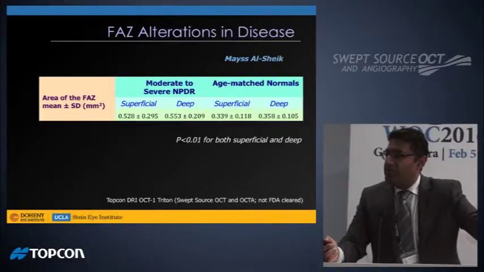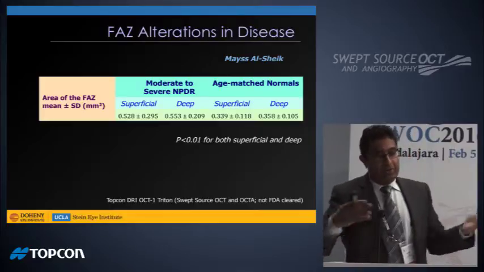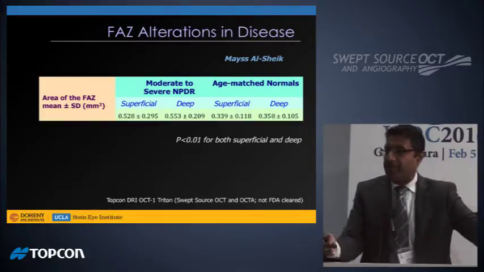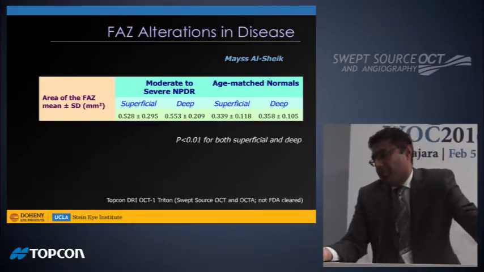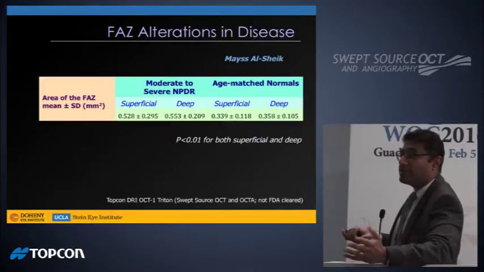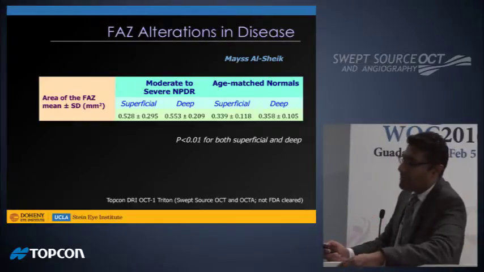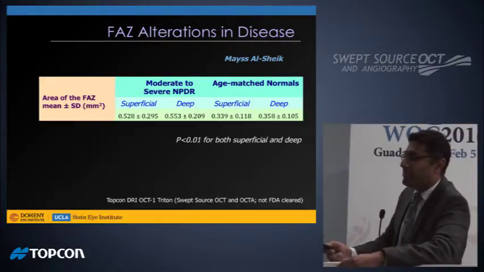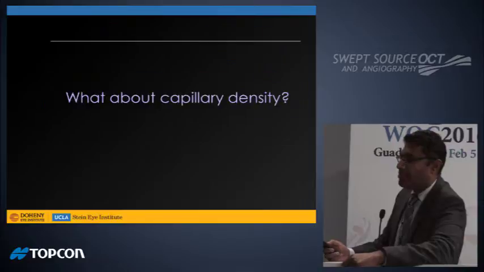And again, despite the overlap or the huge amount of variability in normals, this is a study that we recently did, just looking at patients with moderate to severe non-proliferative diabetic retinopathy. We found that the FAZ, in fact, was significantly enlarged compared to age-matched normals. Not shocking, but it's something that you can measure still.